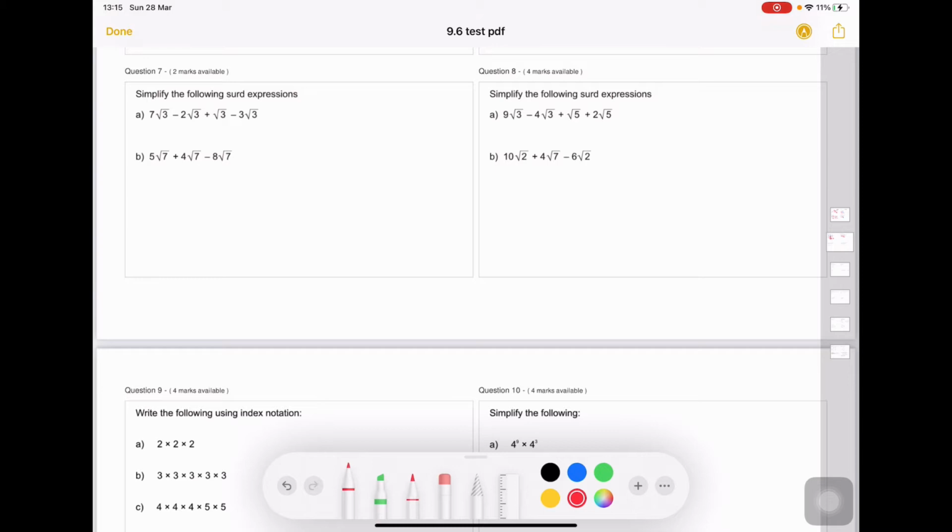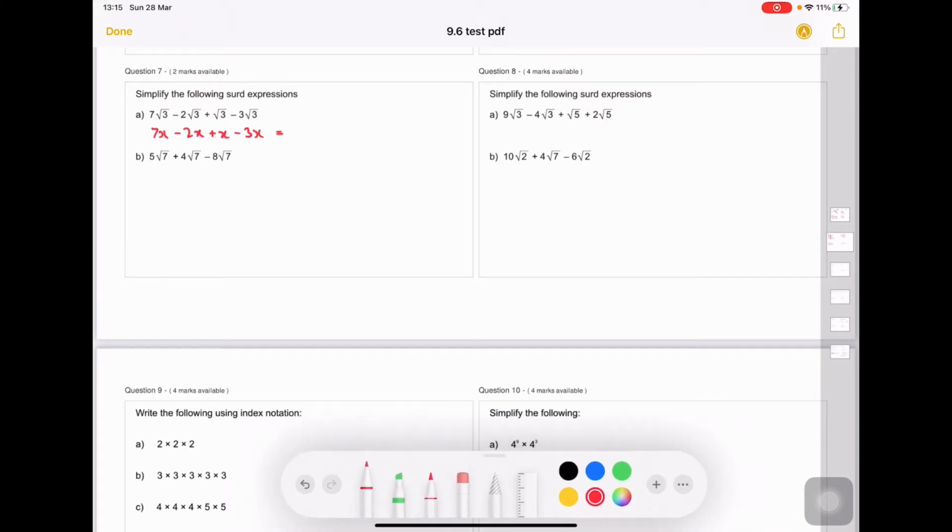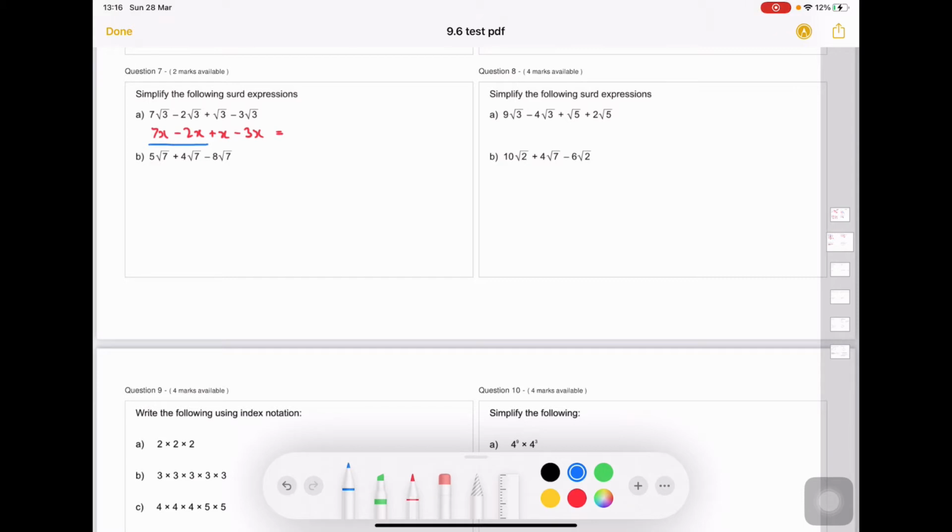Question 7 is, again, a follow-on to the previous question we just did. There's just a few more values to work with. So imagine you had 7x take away 2x plus x take away 3x. It's just slightly longer than the previous question. 7x take away 2x is 5x. So we have dealt with these two, we're at 5x. Plus x gives you 6x. 6x take away 3x is 3x.